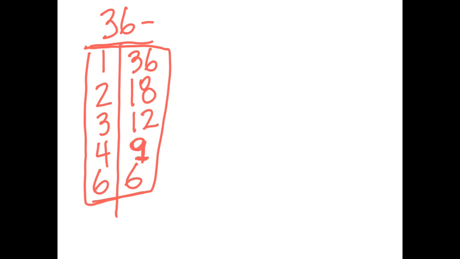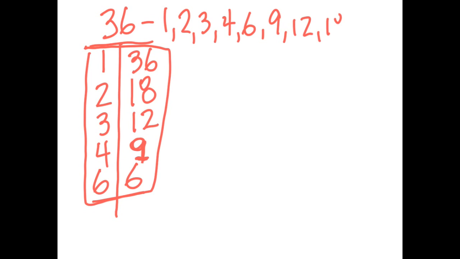So all the factors of 36 are 1, 2, 3, 4, 6, and that 6 I only have to list once. Even though 6 times 6 is 36, I can just stop. The rest of the factors are 9, 12, 18, and 36. All these numbers are factors of 36.